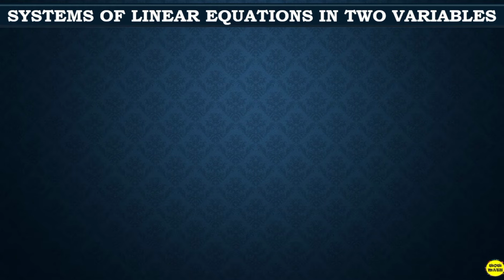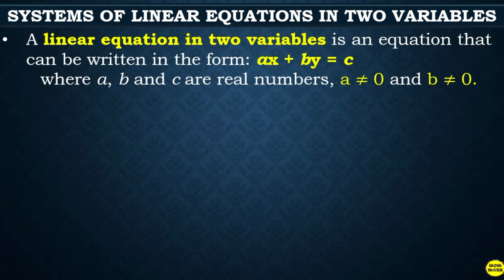So in systems of linear equations in two variables, let us recall first the concept of linear equation. A linear equation in two variables is an equation that can be written in the form ax plus by equals c, where a, b, and c are real numbers and a and b should not be equal to 0. So kung babalikan natin yung concept natin ng linear equation in two variables, ito po siya, di ba? Where a, b, and c are real numbers and a and b should not be equal to 0.